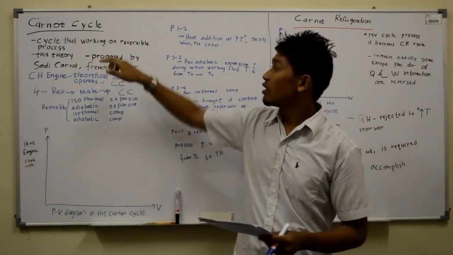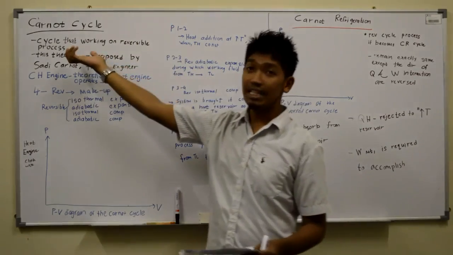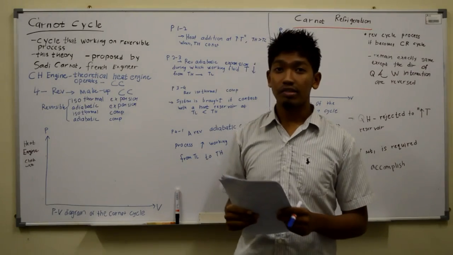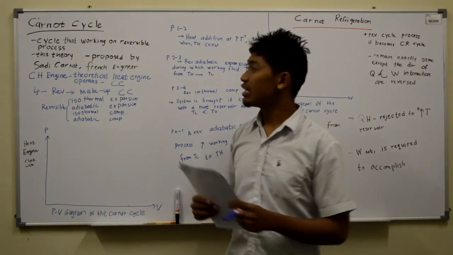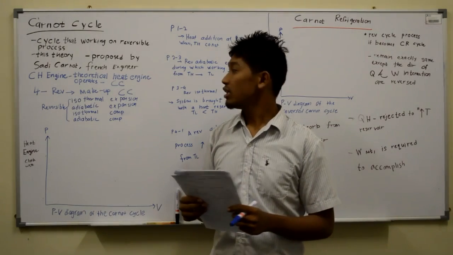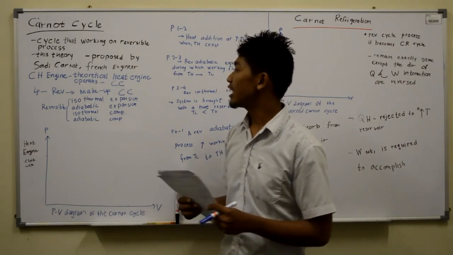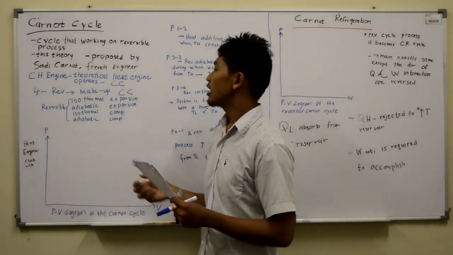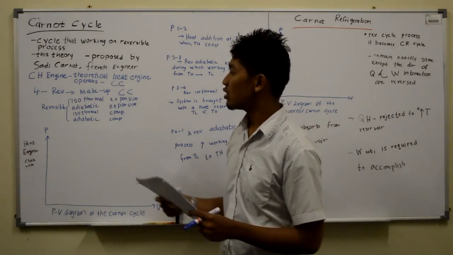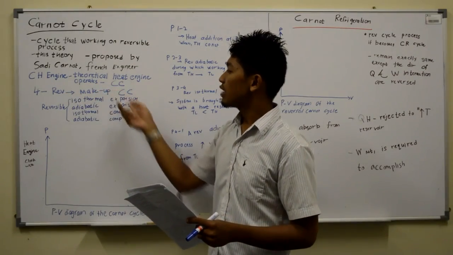I will explain the Carnot cycle. What is the Carnot cycle? The Carnot cycle is a cycle that works on reversible processes. Okay, this Carnot cycle was first proposed by Sadi Carnot, a famous French engineer. And then a Carnot heat engine is a theoretical heat engine that operates on the Carnot cycle. Mainly it has 4 reversible processes that make up the Carnot cycle.